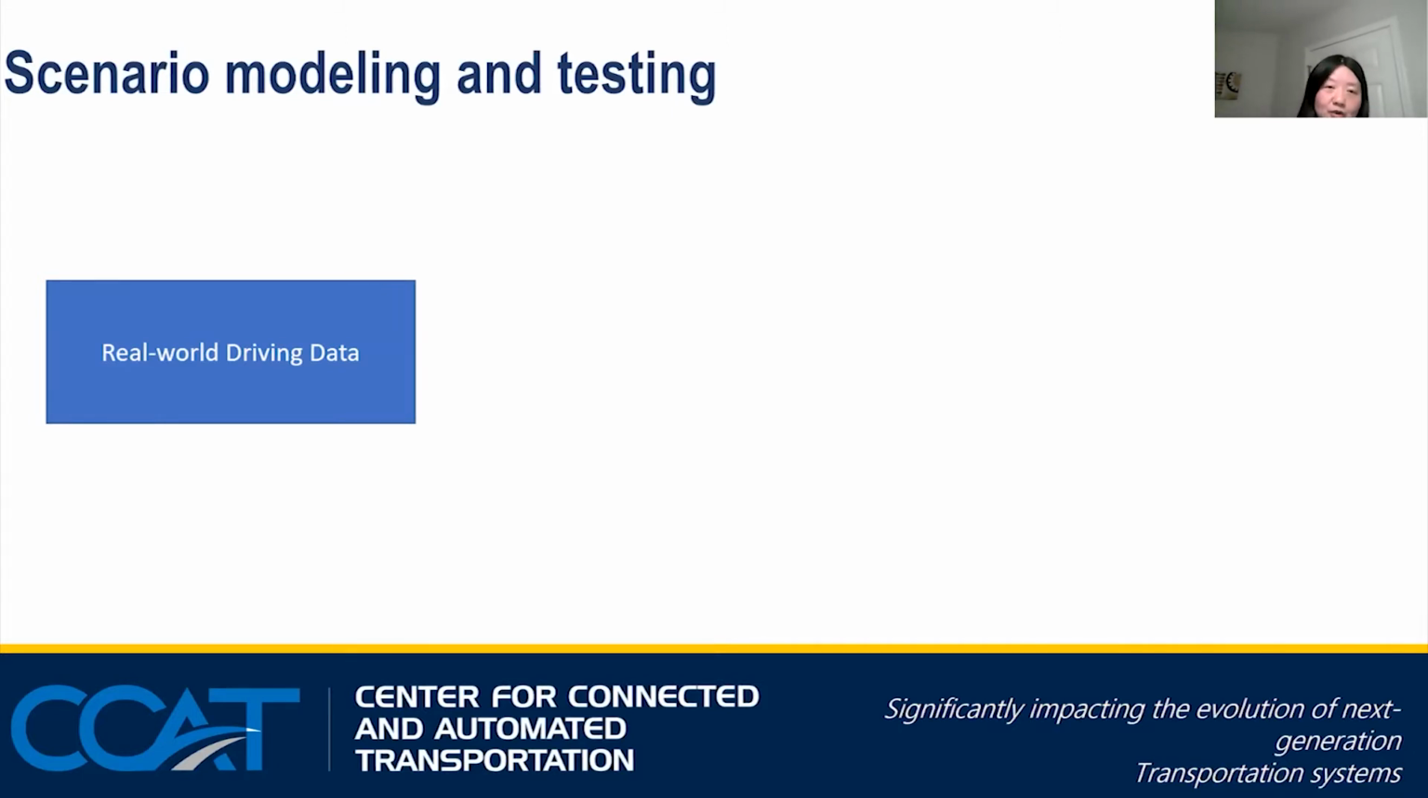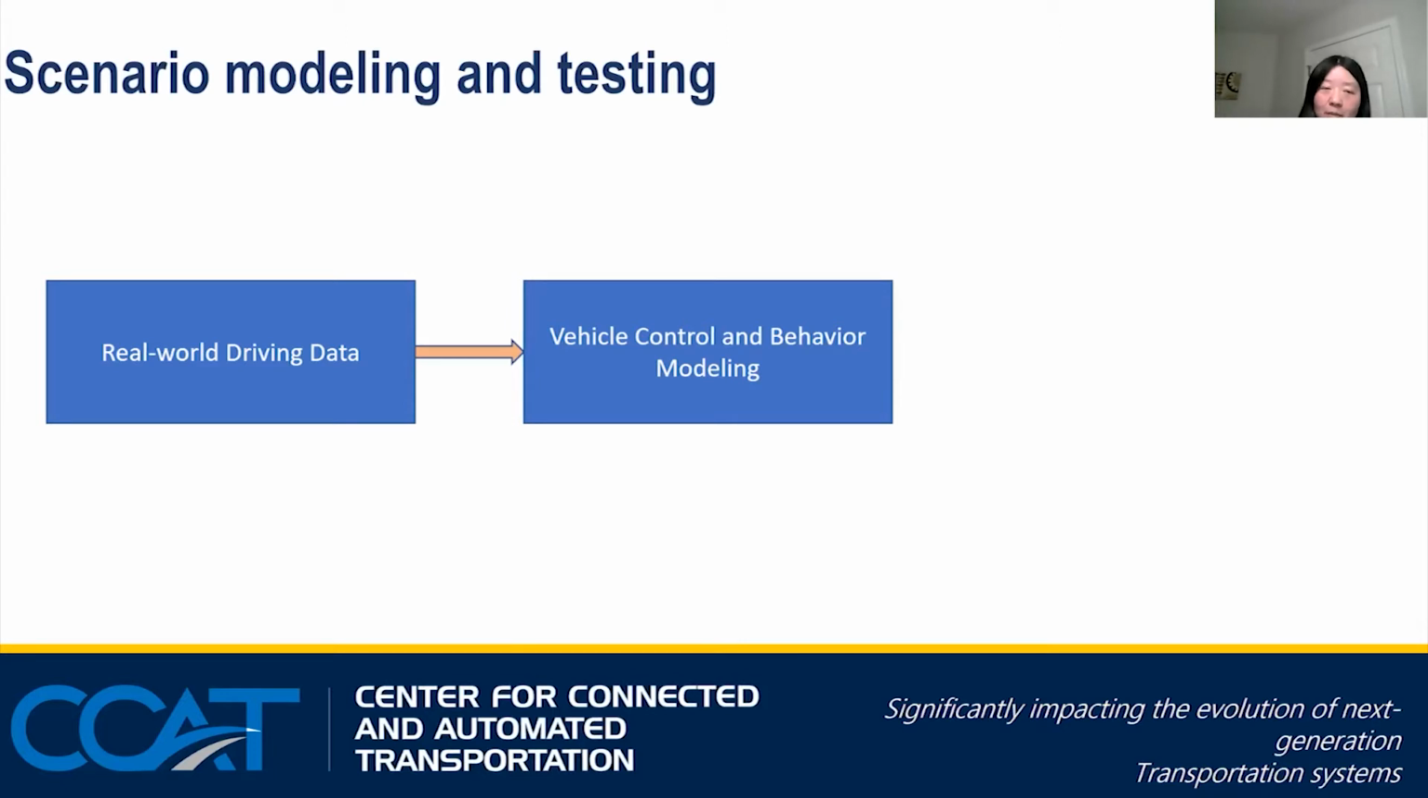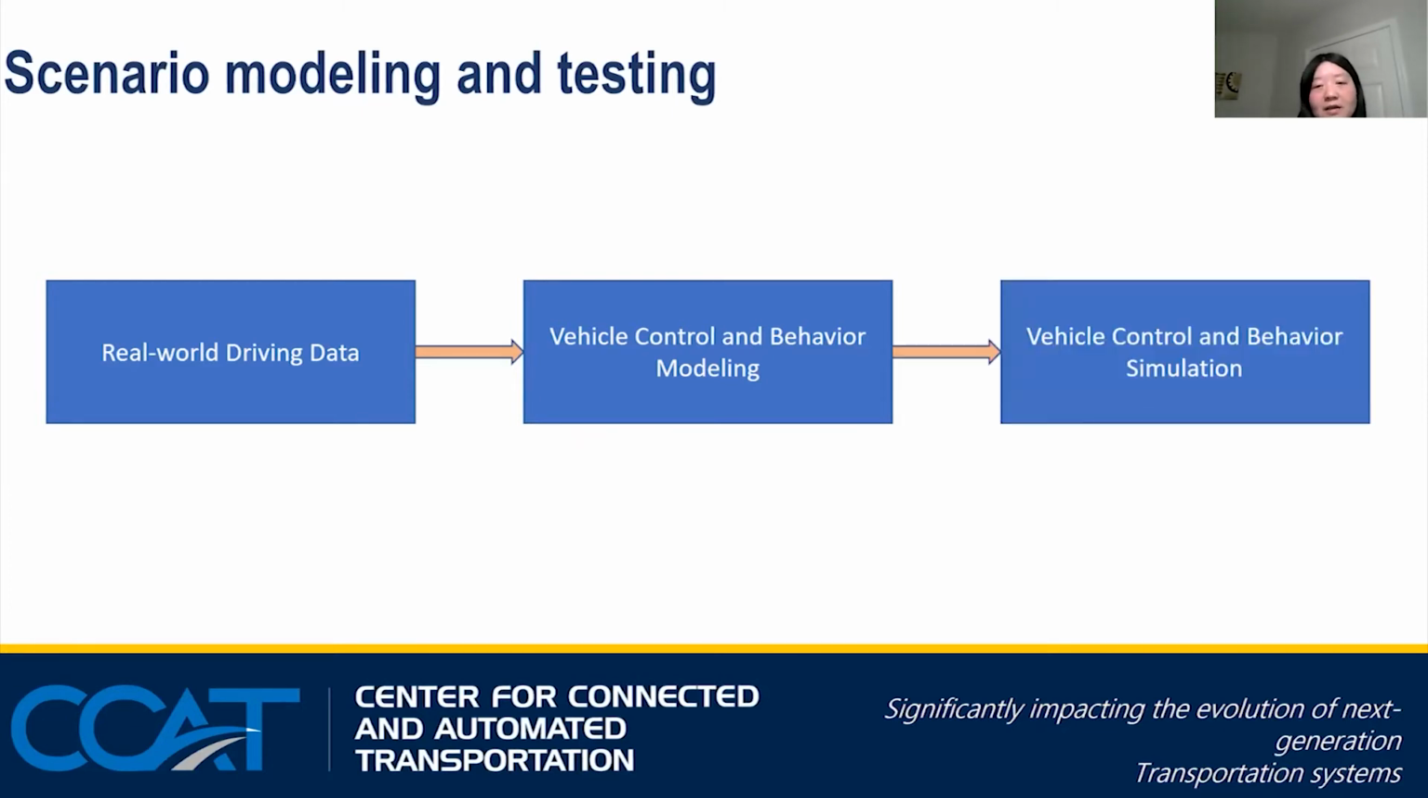It's a data-driven method to model and simulate the corner cases of driving scenarios. Here are the steps. What we did is start with real-world driving data. Then we develop computational and machine learning-based algorithms to predict the vehicle behavior. Then we use those algorithms to simulate all the interactions of the vehicle under that scenario with other road users.